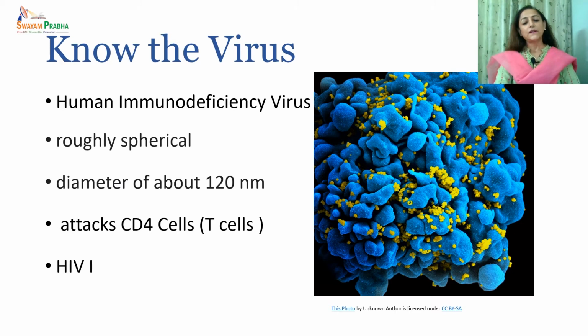HIV, or human immunodeficiency virus, is a retrovirus which is roughly spherical with a diameter of around 120 nanometer. It is 60 times smaller than our red blood corpuscles, and it attacks and impairs the body's natural defense system, which fights against diseases and infections. There are two types of this virus, that is HIV-1 and HIV-2. Out of these, HIV-1 is most active and aggressive, and we see the patients infected by this virus only, causing global epidemic, whereas HIV-2 is restricted to West Africa.